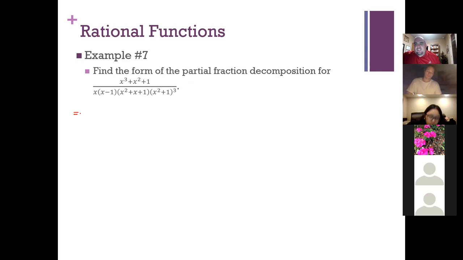What are all my different individual rational functions going to look like? Certainly a over x. Yep, we have a linear factor of x. It's not repeated. So to deal with that x, I just need to have a over x. What else? x minus 1, b over x minus 1. Same story. I have a linear factor, x minus 1. It's not repeated. So I just need those two terms for that.